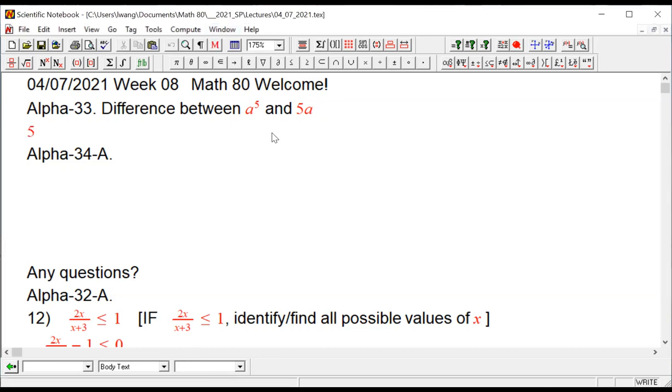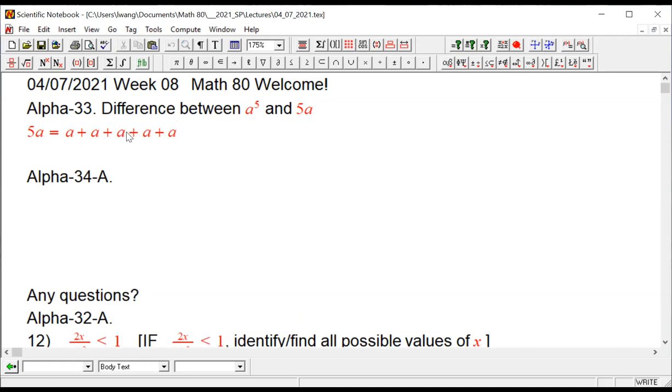Okay, 5A, meaning, do I see any comments on chat? Okay, 5A is A plus A plus A plus A plus A, 5 times. A to the power 5, however, is A times A times A times A times A, 5 times. That's a difference. Okay, so that's the difference.